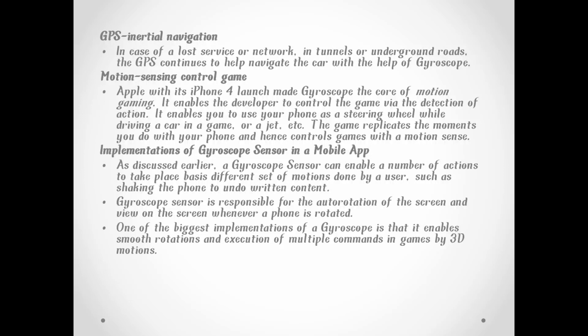Implementation of gyroscope sensor in a mobile phone. As discussed earlier, a gyroscope sensor can enable a number of actions to take place based on different sets of motions done by a user, such as shaking the phone to undo written content. The gyroscope sensor is responsible for the auto rotation of the screen and view whenever a phone is rotated. One of the biggest implementations of a gyroscope is that it enables smooth rotations and execution of multiple commands in games by 3D motions.